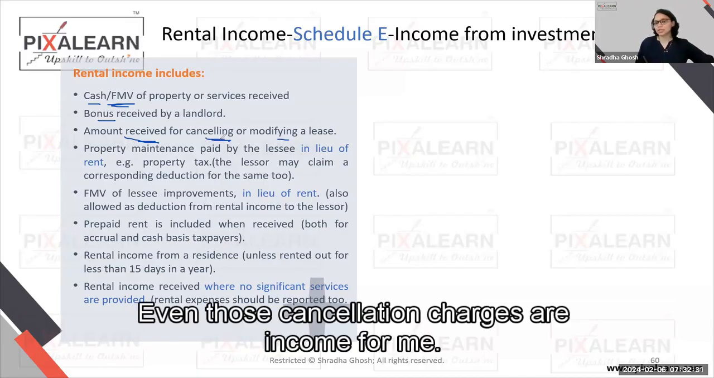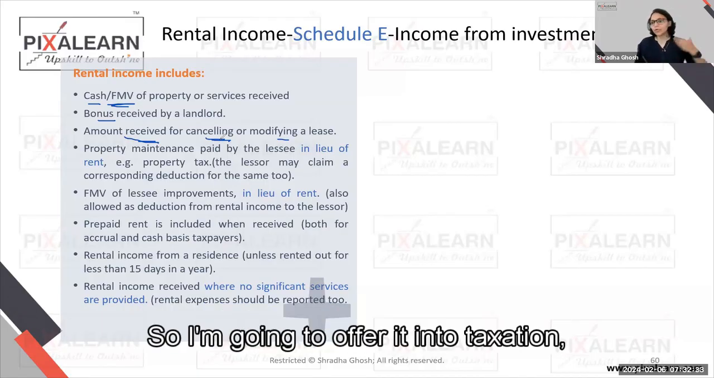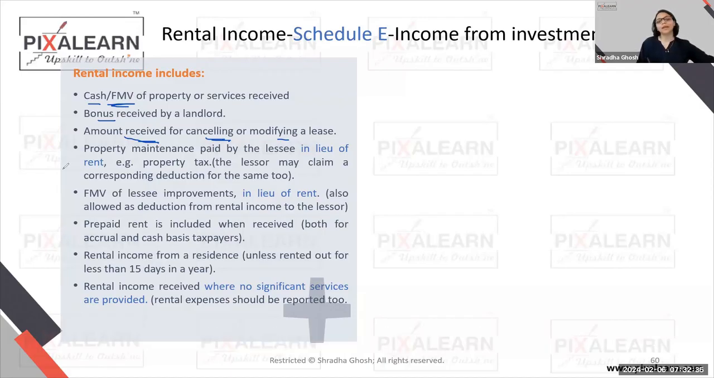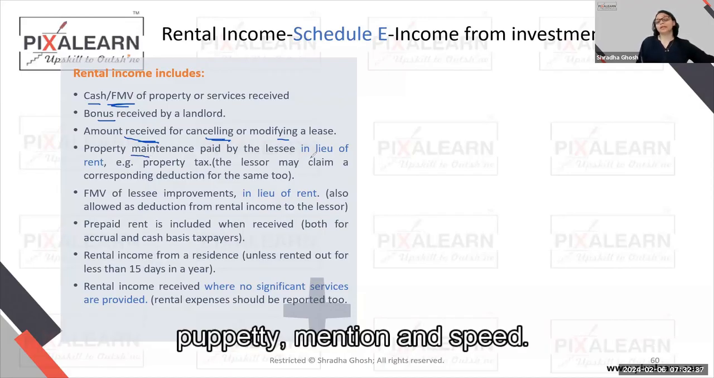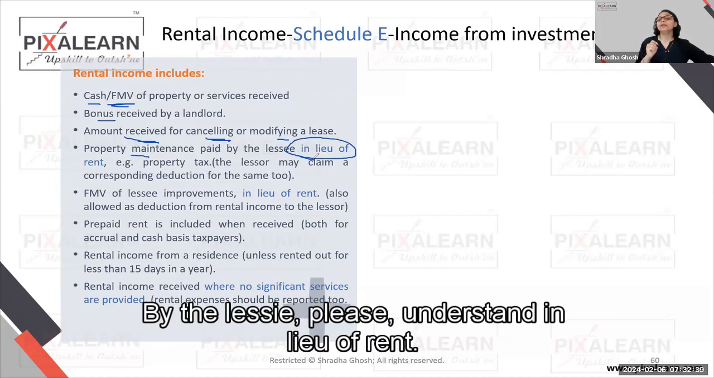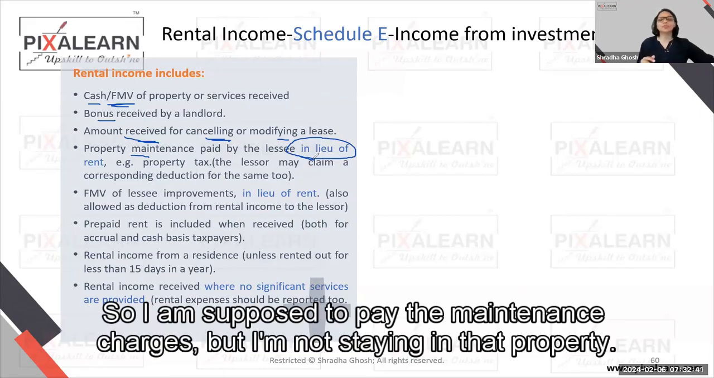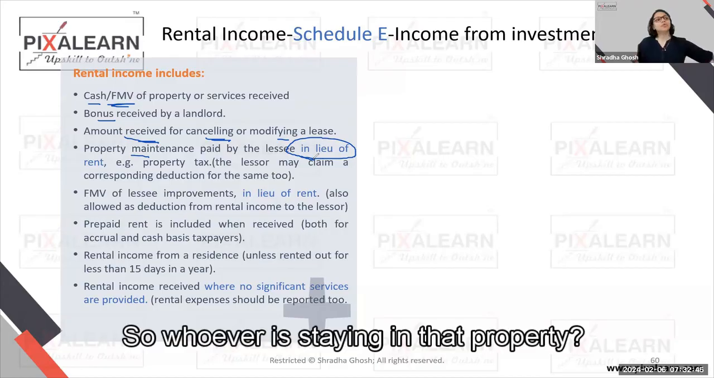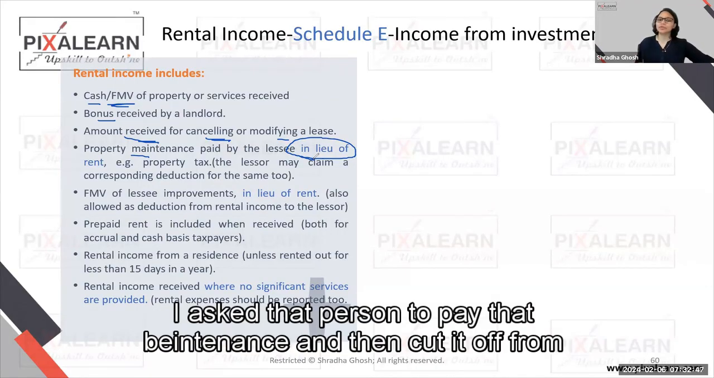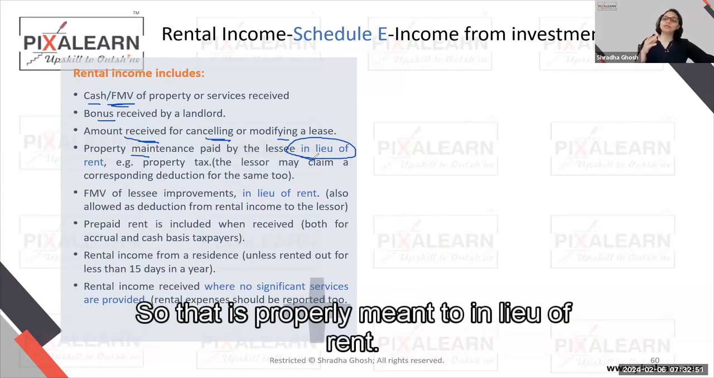Even those cancellation charges are income for me, so I'm going to offer it to taxation. Property maintenance paid by the lessee, please understand, is in lieu of rent. I'm supposed to pay the maintenance charges, but I'm not staying in that property. So whoever is staying in that property, I ask that person to pay that maintenance and then cut it off from the rent. Again, that is property maintenance in lieu of rent.